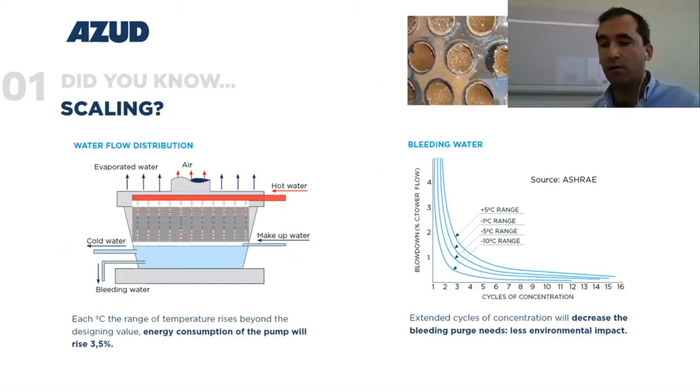So poor water quality will increase the scaling, which will affect the water temperature, so the temperature will be higher. This will concentrate the salts by evaporation, so more blowdown will be needed as the concentration cycles decrease. So you will have more blowdowns, which means more makeup water consumption, and also a higher environmental impact.